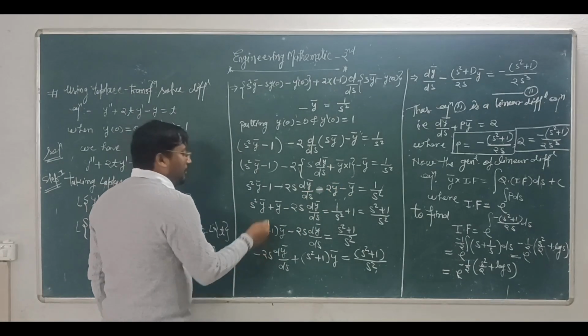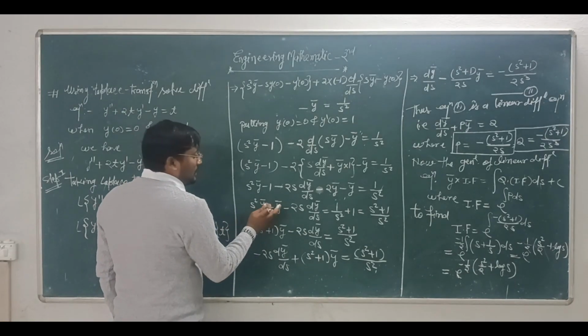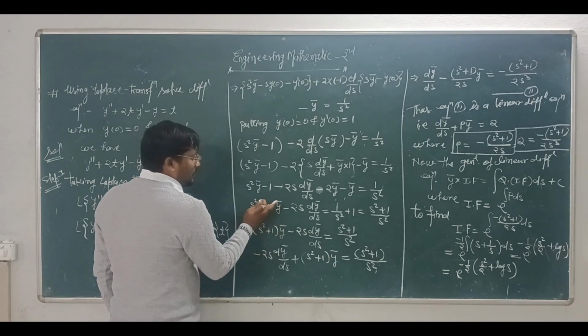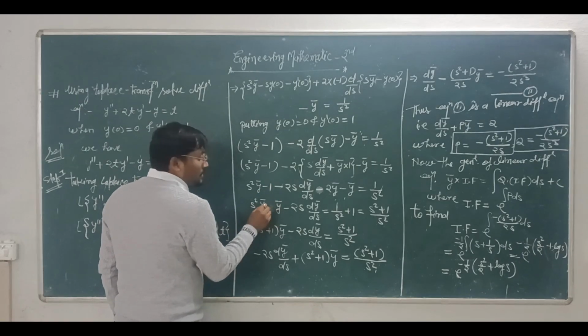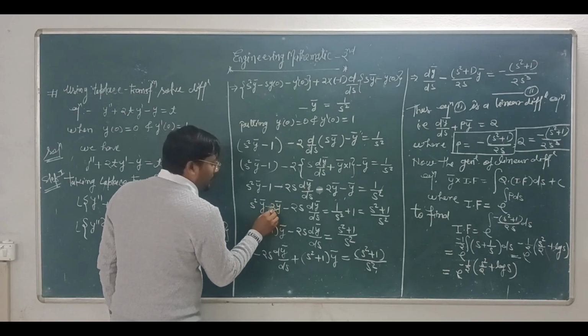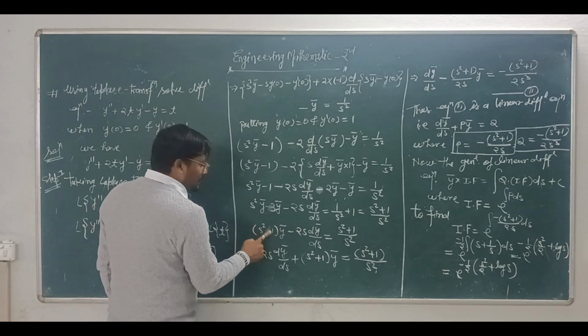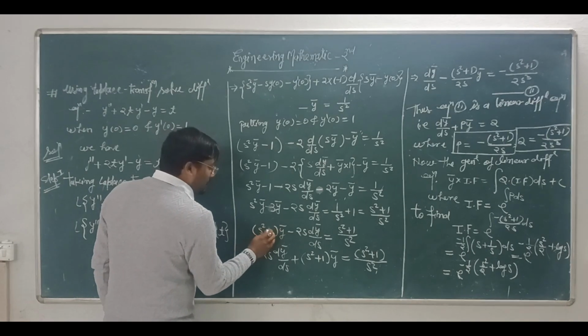Now this is the value of 3. This is the value of 3y. This value is minus 3y. Now again you can solve, minus 3, minus 3.